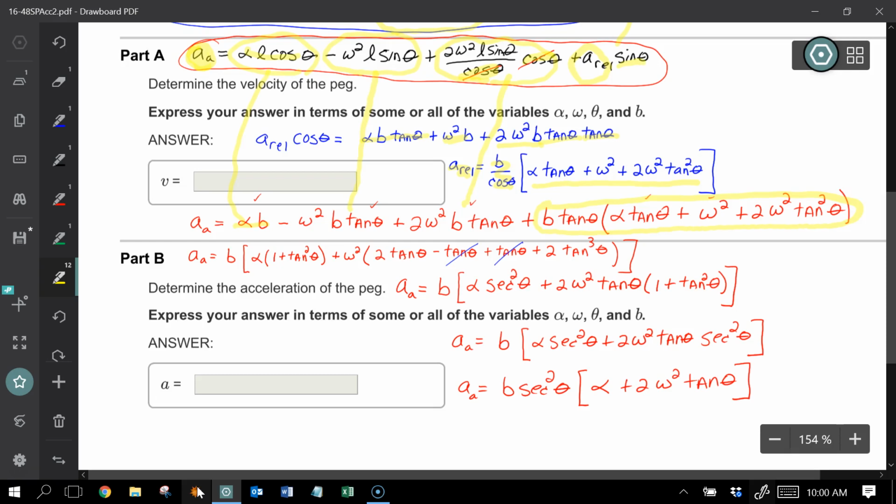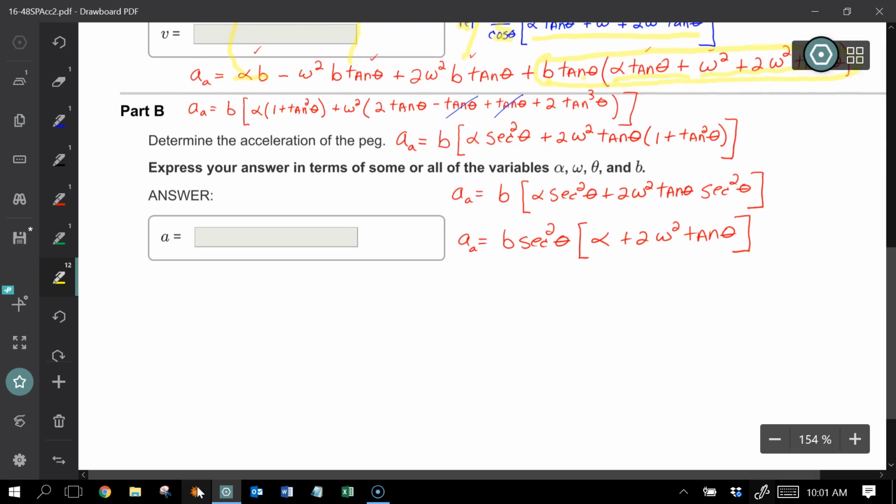And the sine of theta gives me the sine when you factor out the L. The sine times the cosine here gives you a tangent, B tangent. And so then you've got these other A-rel terms there. Okay, so now let's just try to simplify.